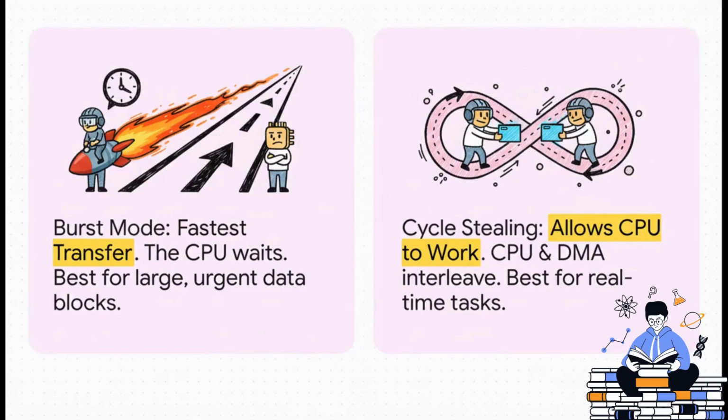And this really gets to the heart of the trade-off, especially between the two most popular modes. Burst mode is all about pure, raw speed. Just get that huge file moved as fast as humanly possible, even if the CPU has to take a little break. Cycle stealing, on the other hand, is all about working together. It keeps things moving smoothly for real-time stuff like audio, letting the CPU and the DMA kind of work in parallel, even if it slows them both down just a tiny bit.